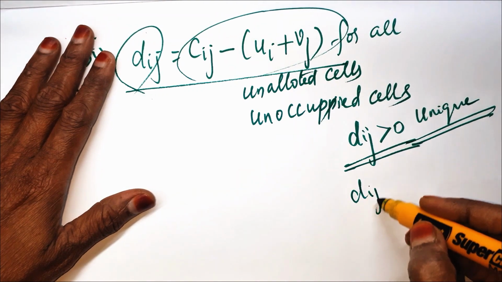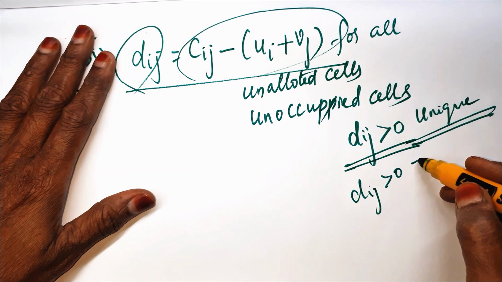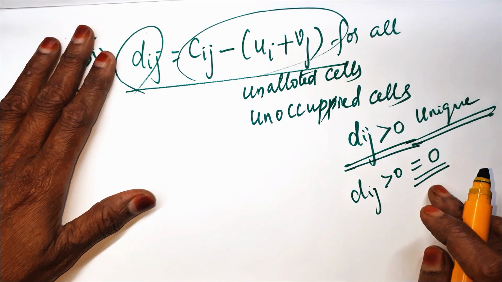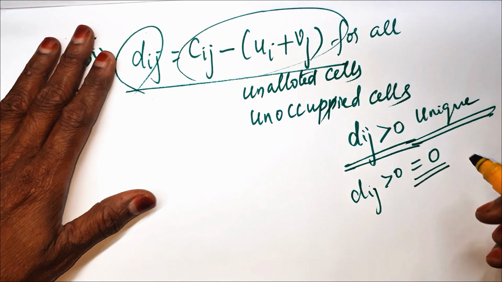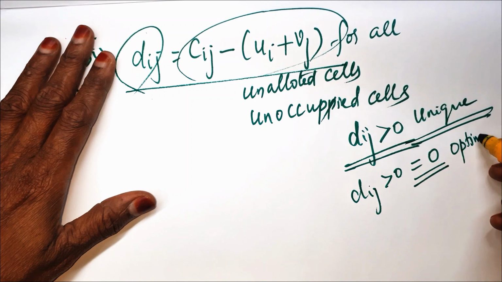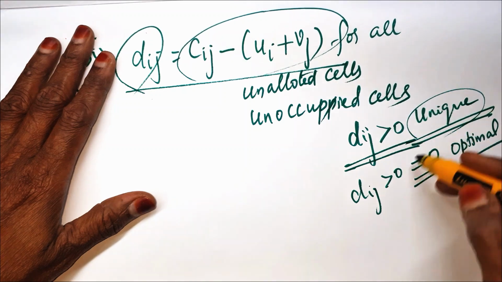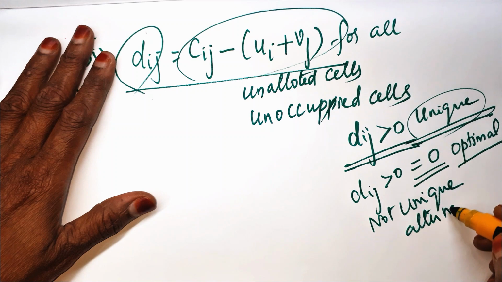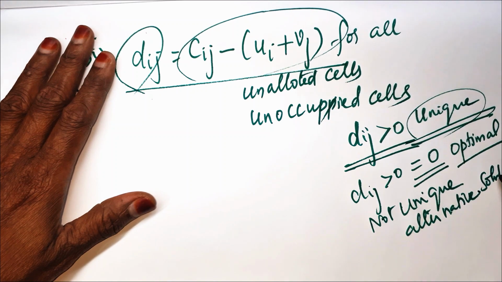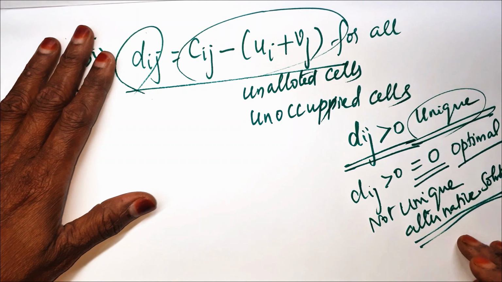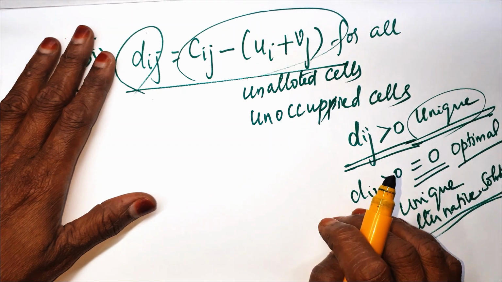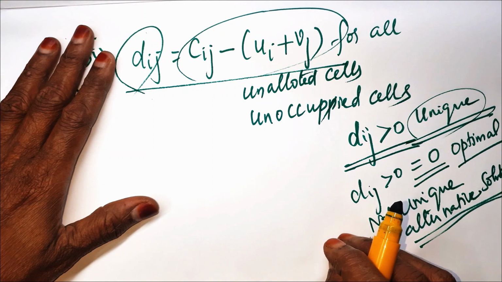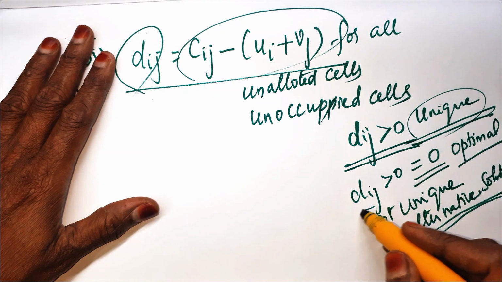If all dij values are greater than or equal to 0, with at least one value equal to 0, greater than 0 meaning only positive terms, then the solution we got in the previous step is also the optimal solution, but it is not unique. We may get an alternative solution, but we are not going to find it. We have to write it in the final conclusion. Whatever answer we got in the previous step is the optimal solution, and we have to insert the statement that it may have an alternative solution.